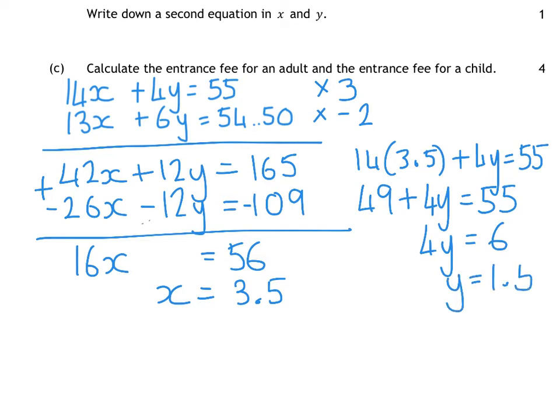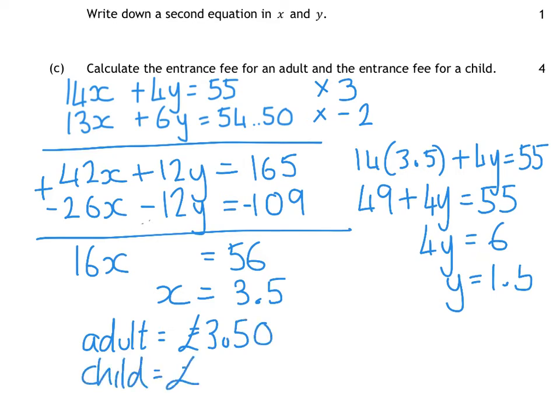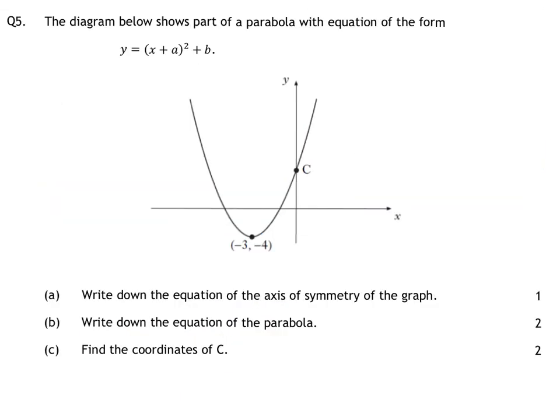Now to finish the question, you have to write adult equals. So remember, adult was the x. So an adult was £3.50 and a child was £1.50. If you don't do it in terms of money, i.e. adding your zeros, you won't get full marks. If you don't write adult and child, you won't get full marks.